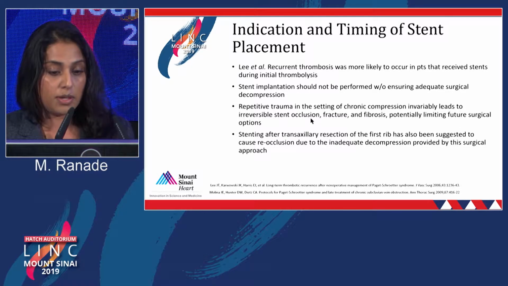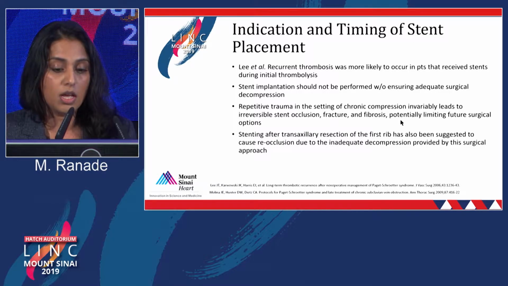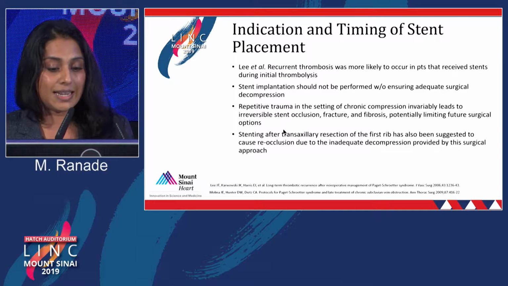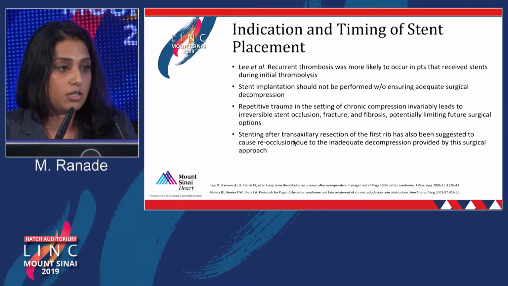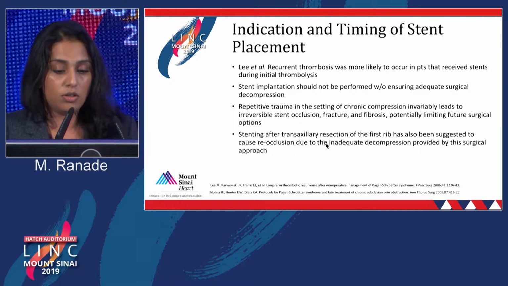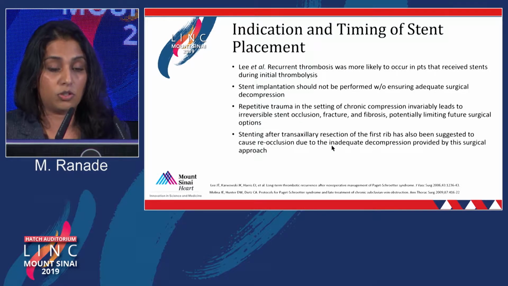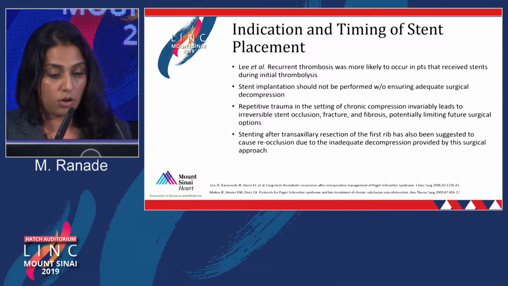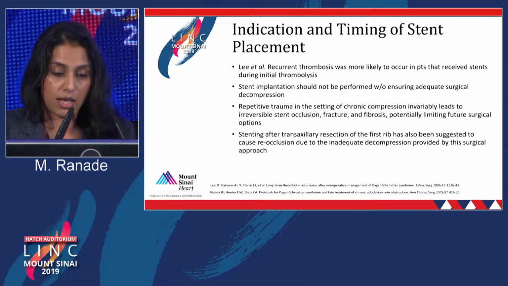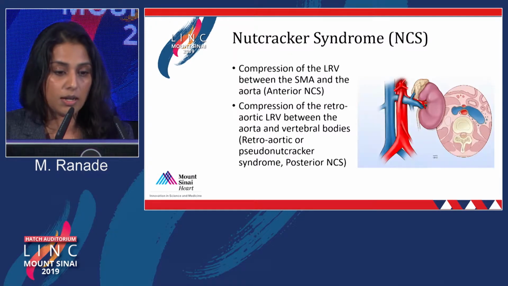Again, repetitive trauma in the setting of chronic compression can lead to stent occlusion, fracture, fibrosis, and potentially limiting future surgical options for your patients. Stenting after transaxillary resection of the first rib has also been suggested to cause reocclusion due to inadequate decompression provided by the surgical approach, and that's why I said that you need to know what surgical approach the patients had before you go in with the idea of performing angioplasty and/or stenting.